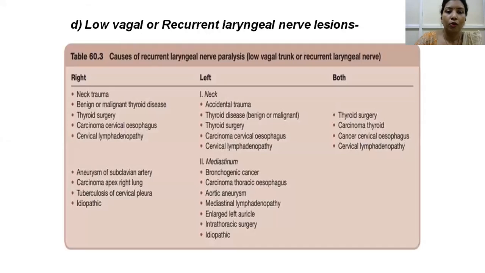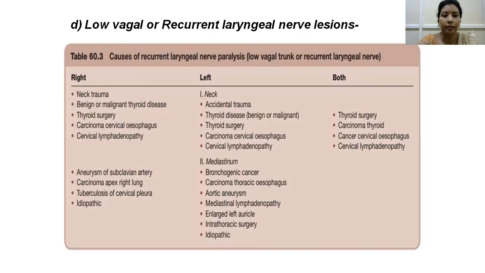The next will be your low vagal lesions. That is, the superior laryngeal nerve is spared here. Immediately below the inferior border of the nodose ganglion, you see the superior laryngeal nerve, which divides 2 centimeters below the ganglion. So all these low vagal lesions are after the superior laryngeal nerve has been given up. The causes of this could be different for right and left, or they could combine both.